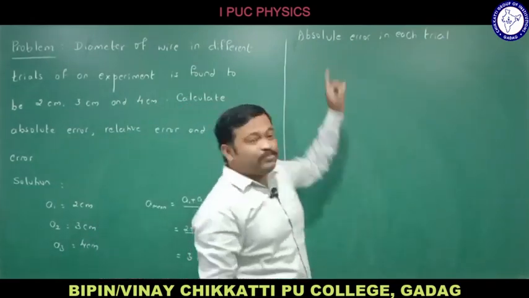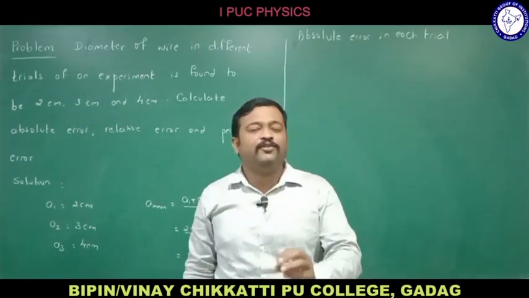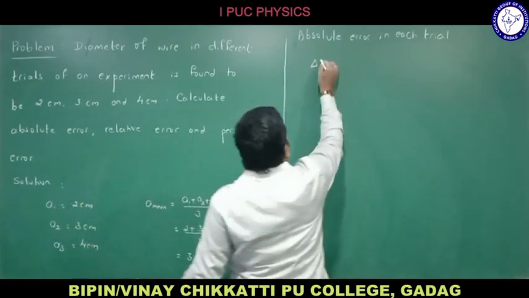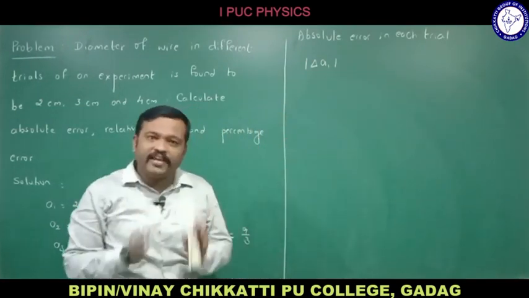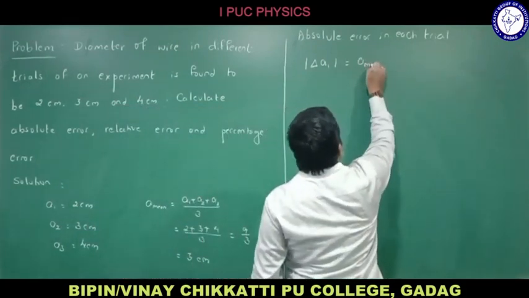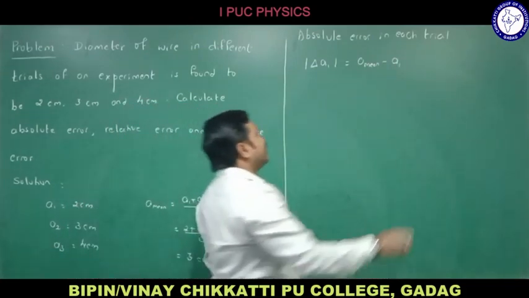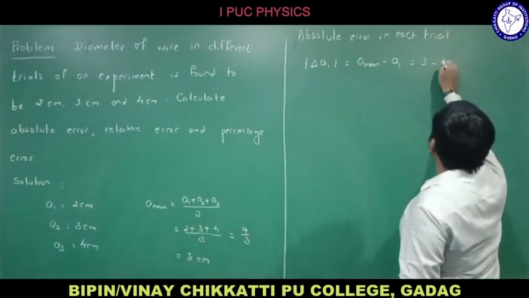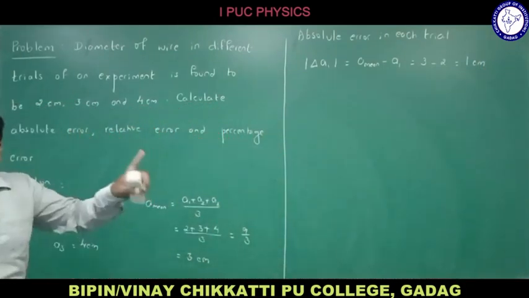We know that absolute error is the difference between mean value and measured value. It is denoted by delta. Absolute error of the first case is delta A1. I need to take its modulus. What is the use of modulus? If we get minus, you need to take it as plus. The formula for delta A is the difference between mean value and measured value: A mean minus A1. A mean we got is 3, minus A1 which is 2. So we get 1 centimeter. That is the absolute error in the first trial.